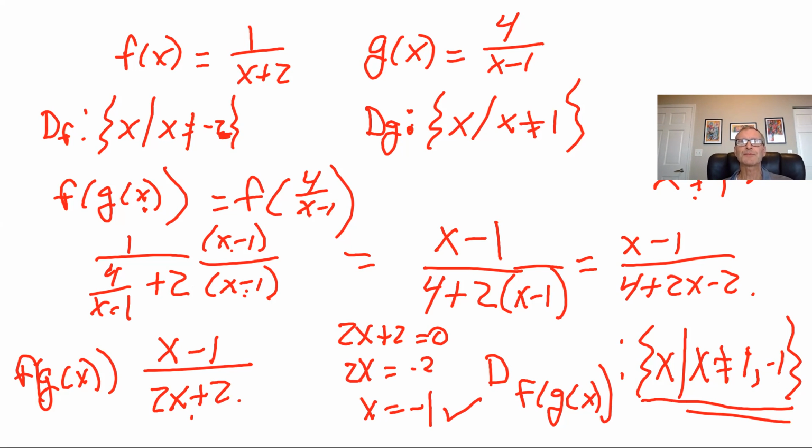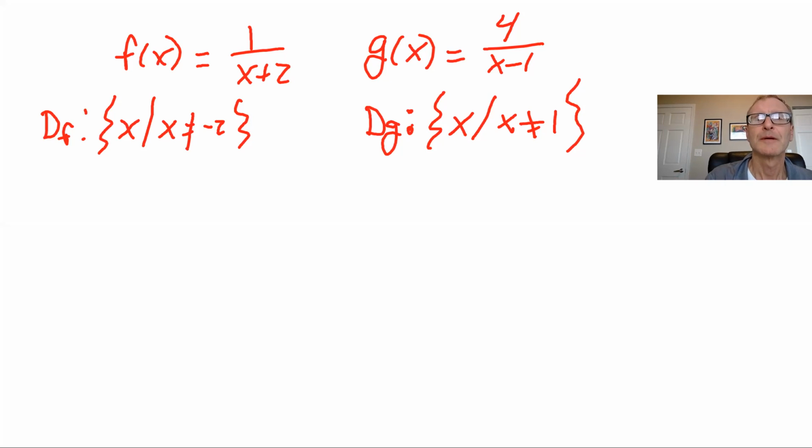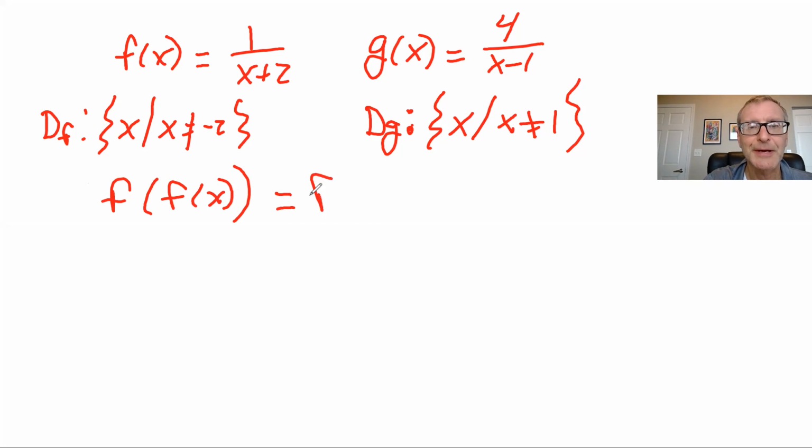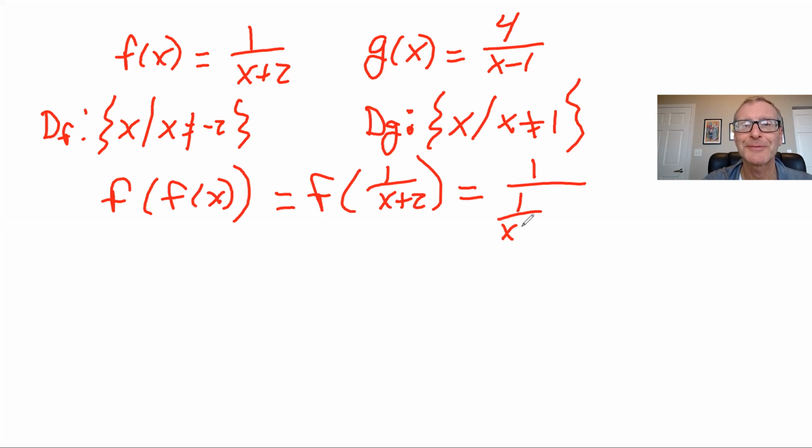Okay, let's do one more of these. So let's do this problem, f of x. You're actually doing a composition of a function inside itself. And when you do that, you just treat it exactly the same way, 1 over x plus 2. And then when you plug that in, you get 1 over x plus 2 plus 2.